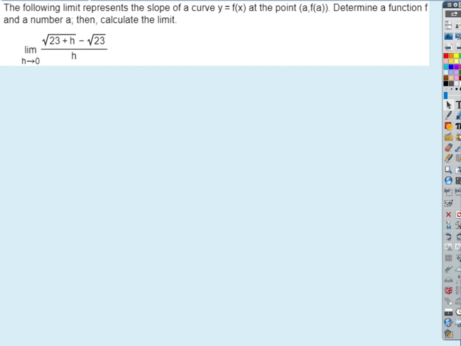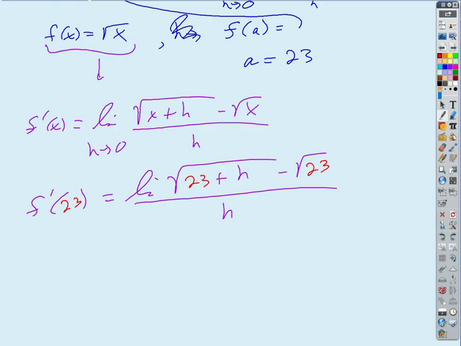A? I can't skip it. Yeah, conjugate, right? So we'd multiply top and bottom. Now, I'm not suggesting we should do this. We would do the square root of 23 plus h plus the square root of 23 divided by itself, right?